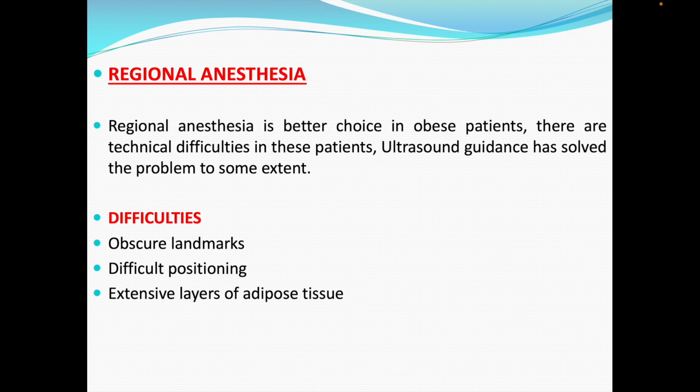Regional anesthesia is a better choice for obese patients. There are technical difficulties in these patients because of obesity. Ultrasound guidance has solved the problem to some extent, but still there are problems, which include obscure landmarks, difficult positioning, extensive layer of adipose tissue. We need long needles. We need sometimes the curved probe because the depth is increased in these cases.